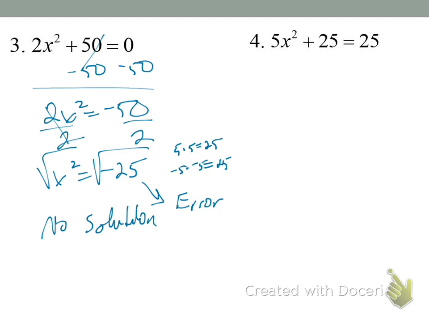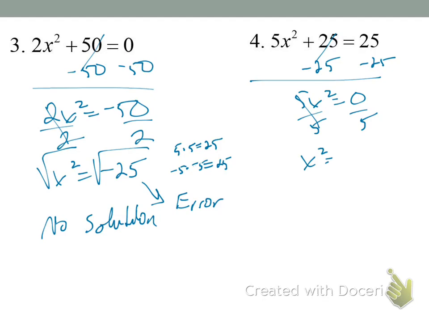Okay? So, number 4 is one of those where you've got to trust the math and just follow the math. Because if you subtract 25 from both sides, 25 minus 25 is 0. Okay? No problem. Now divide both sides by 5. 0 divided by 5 is still 0. And that's okay. If I square root both sides, I get x equals 0 and negative 0. No, not really, right? It's just 0.